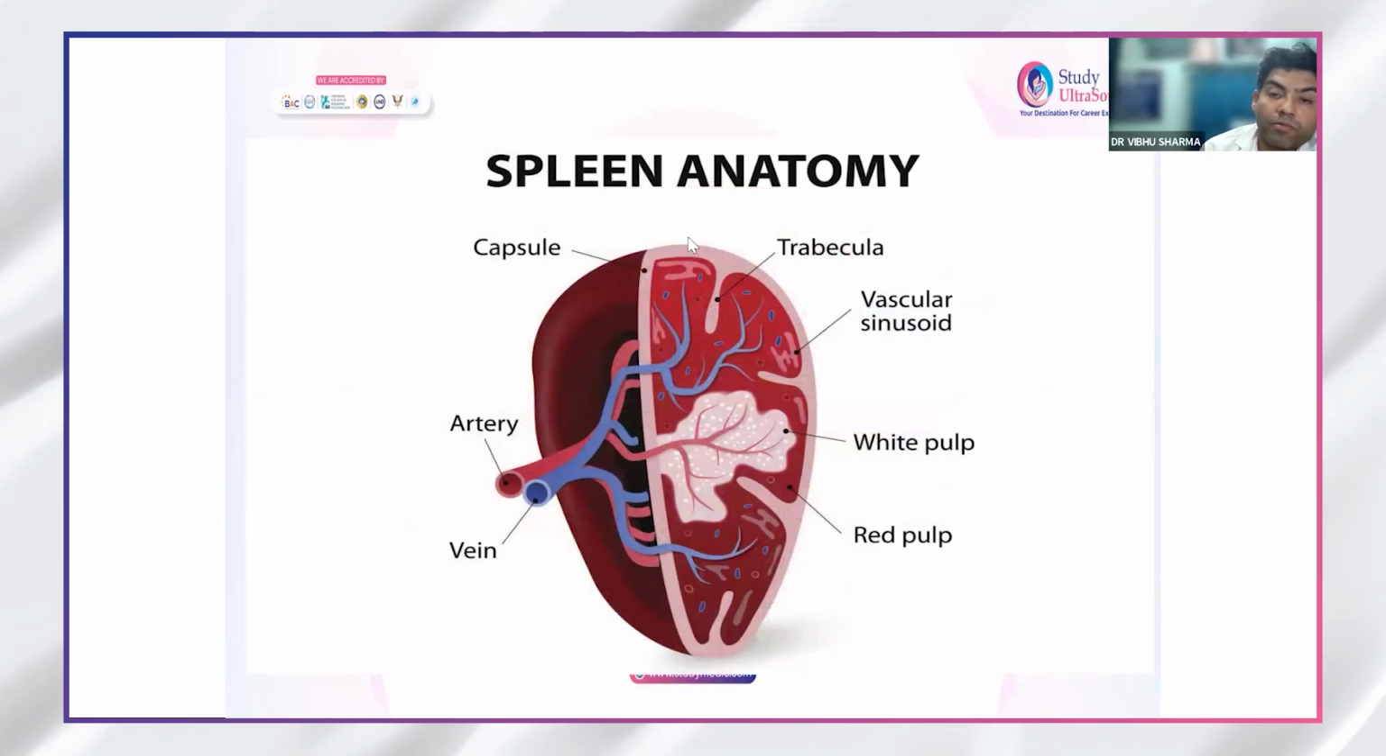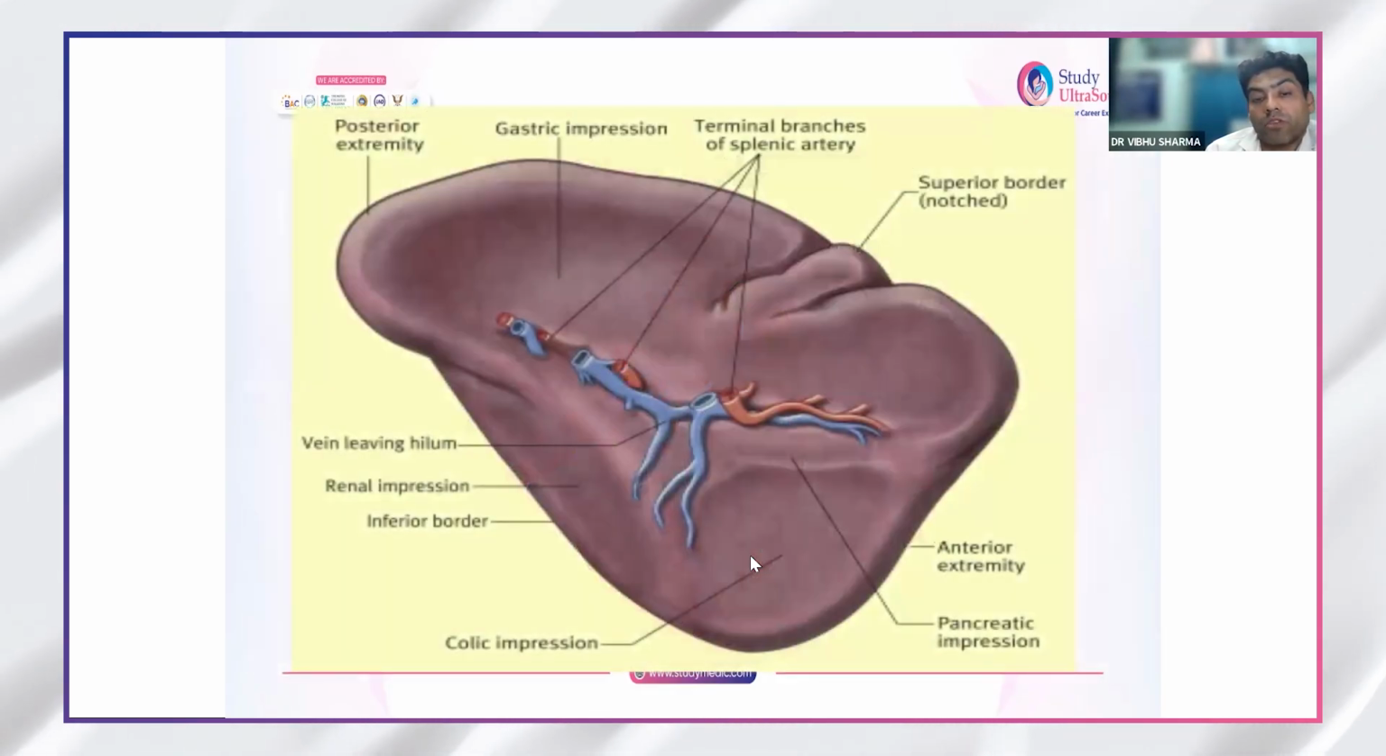When we cut open the spleen, you can see the spleen consists of capsule. You can see the artery and the vein. These are the trabeculae which are within the spleen. Then there is red pulp and white pulp, and these are the vascular sinusoids within the splenic structure. This is the hilar representation. You can see the posterior and the anterior extremity. These are the terminal branches of splenic artery, and there is some notching along the superior border.